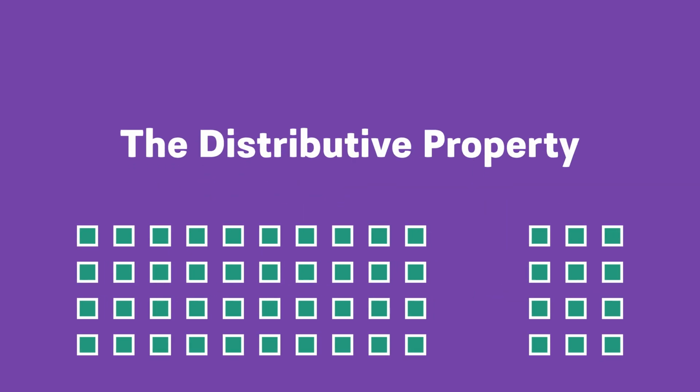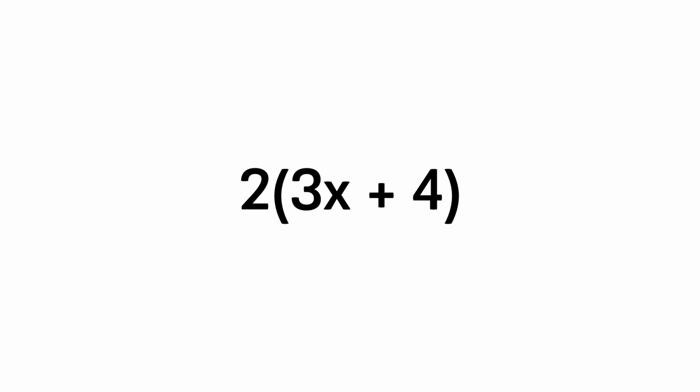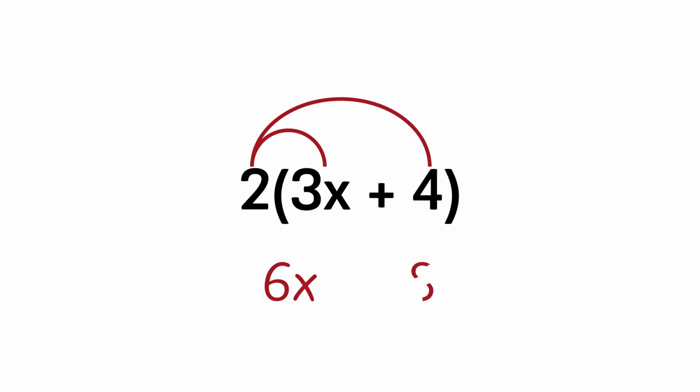In algebra topics, the distributive property usually looks like this. We use the number on the outside of the parentheses to multiply each term on the inside of the parentheses. So, 2 times 3x is 6x, 2 times 4 is 8, and our final answer is written as 6x plus 8.